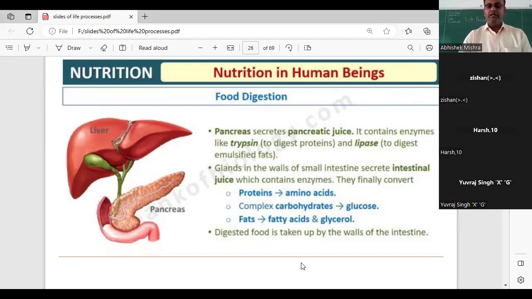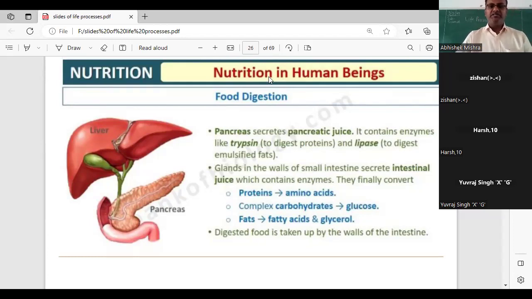So altogether, the process of nutrition in human beings is divided into 5 steps. We have discussed the first step, which was ingestion. The second step is digestion. Digestion is to be broadly discussed under 3 subheadings or 3 parts: mouth, stomach, and small intestine. Mouth we discussed, stomach also we discussed, and now the small intestine.